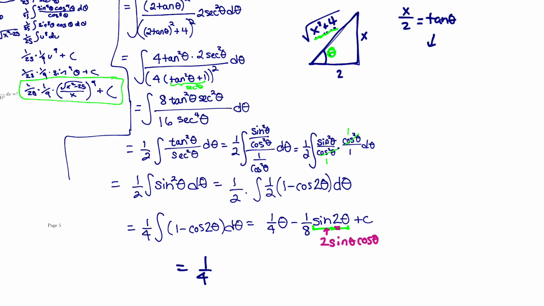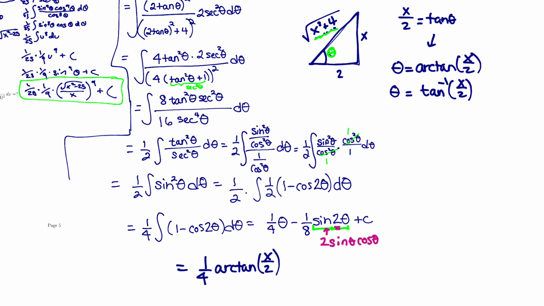Sure. Okay, Tim. Theta is the angle whose tangent is x over 2. Some people will write it as inverse tangent of x over 2. In other words, take the inverse on both sides. But theta is the angle whose tangent is x over 2. That's the arctan. Minus, we have a 2 in front, so I'll have 1/4 times sine of theta.